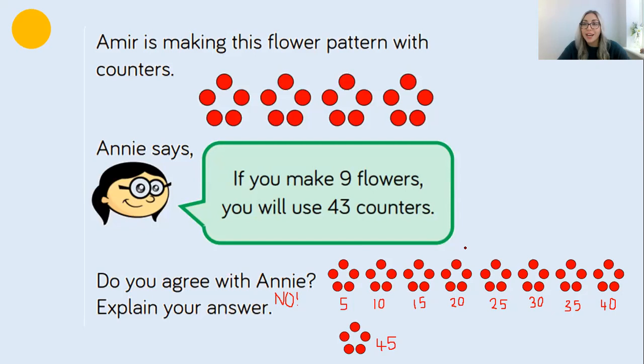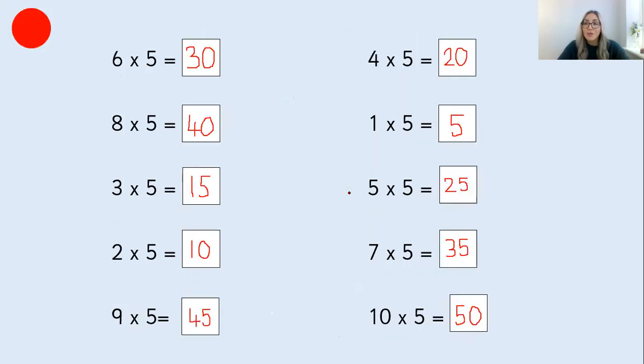No, she is not right. And another way of explaining this is I know that if I'm counting in 5s, my last digit will always end in a 5 and a 0. When I look at 43, my last digit is a 3. That's not a 5, that's not a 0. So it couldn't have ever been 43. Well done if you got this one right, because that was super tricky. Brilliant.